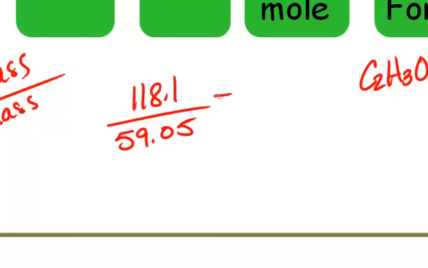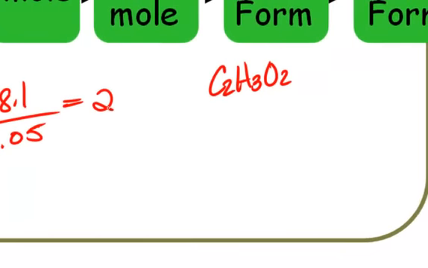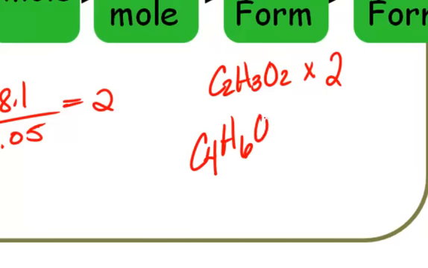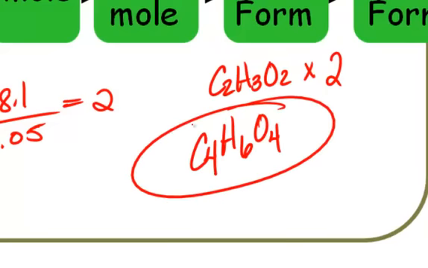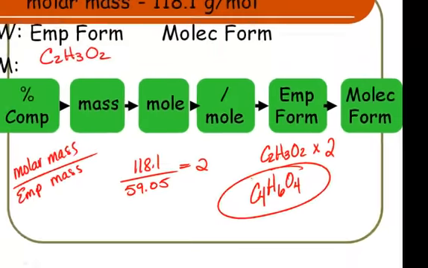59.05 is 2. So our molecular formula is twice as big as our empirical formula. So we take our empirical formula and multiply it by 2. That means that we have 4 carbons, 6 hydrogens, and 4 oxygens.